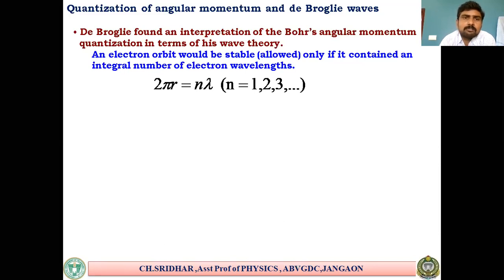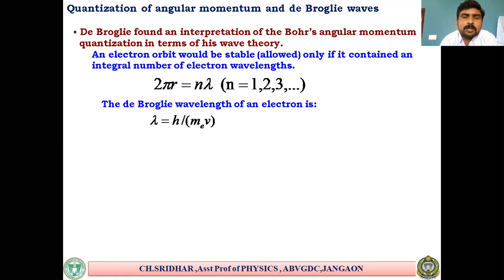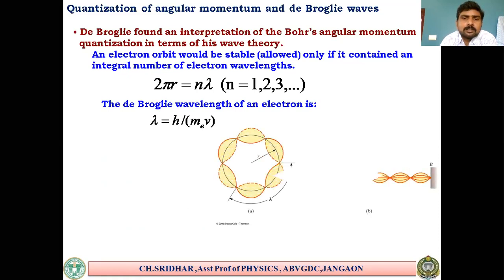So 2 pi r is equal to n into lambda, where n is equal to 1, 2, 3 and so on. From de Broglie's wavelength of an electron, we can write lambda is equal to h by mv. So from this we can write lambda is equal to 2 pi r by n. Substituting the value of lambda, h by me into v, we get 2 pi r is equal to nh by mev.